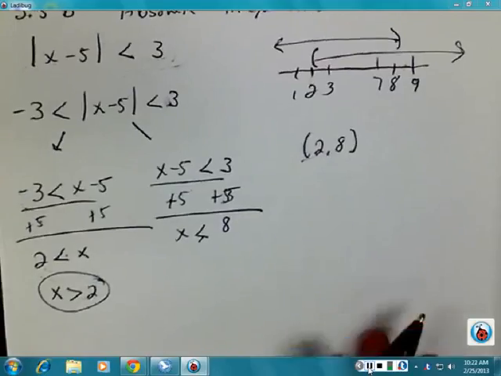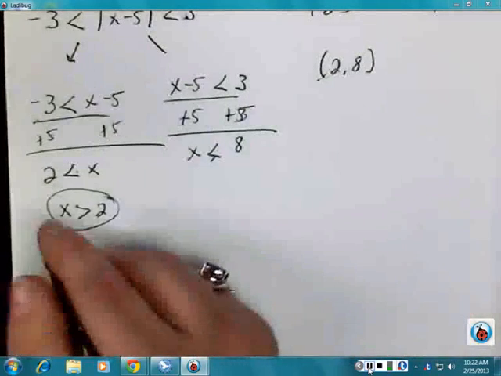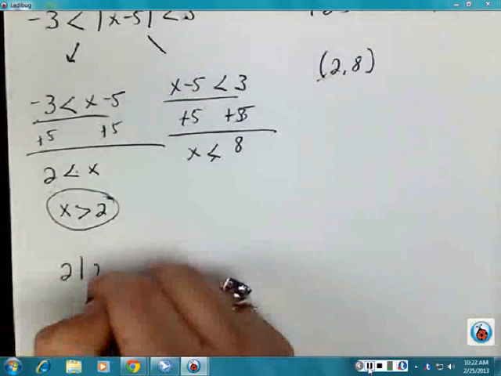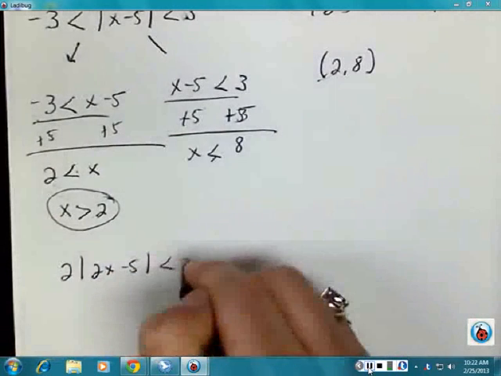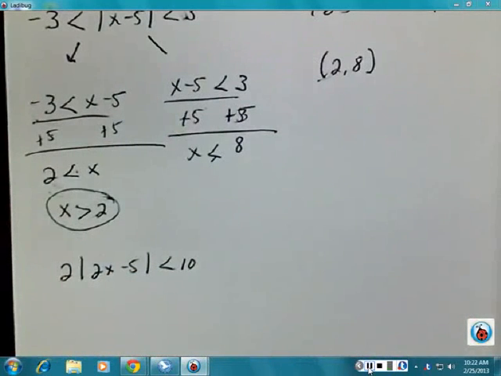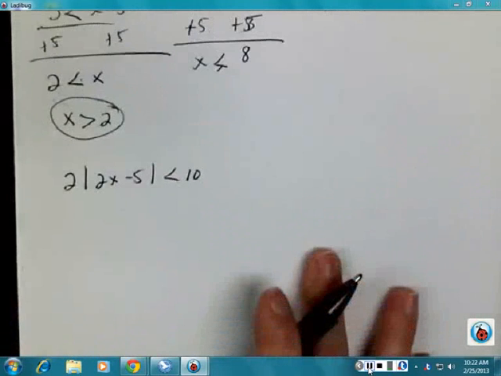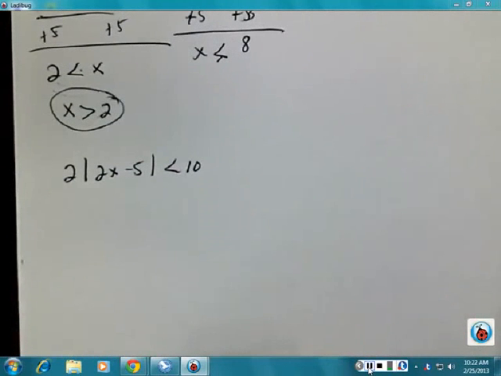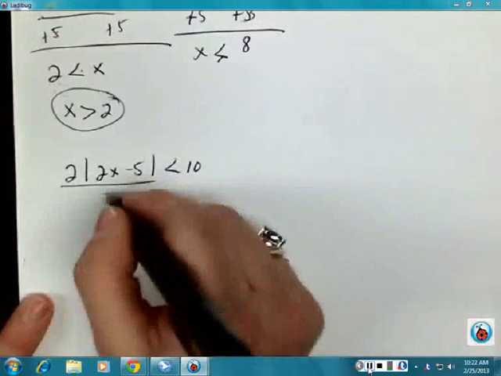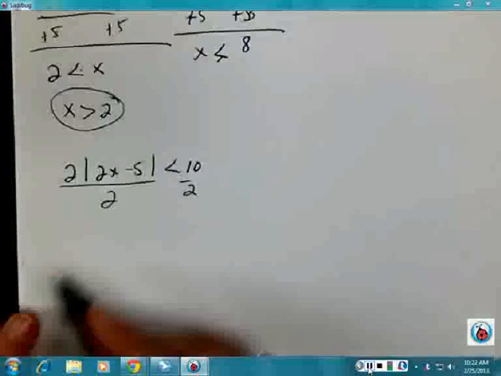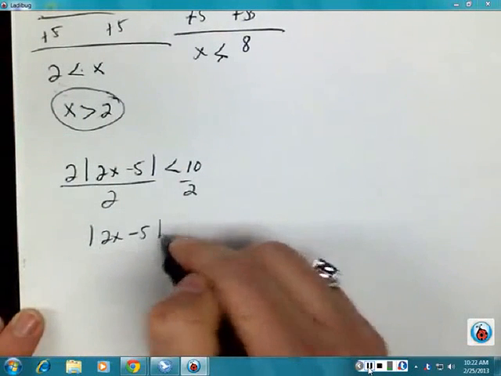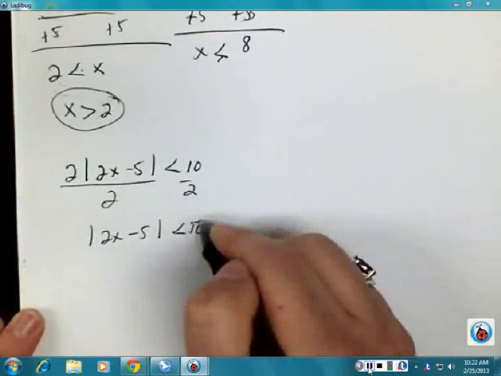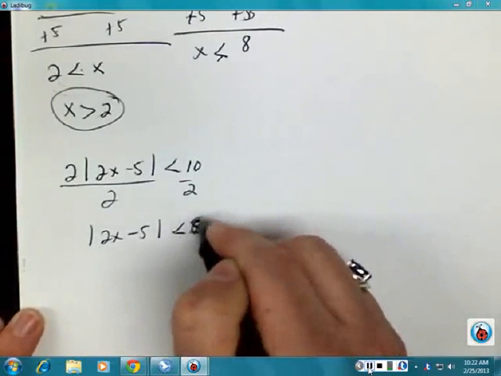If we have something that looks like 2 absolute 2x minus 5 less than 10, what do I have to do to this one? Well, first, I need to get it in standard form, so what do I have to do? Divide by 2. So if I divide by 2, that's going to leave me absolute 2x minus 5 is less than, whoops, 5. Get my 5 in there.